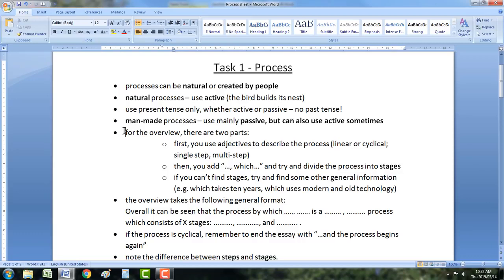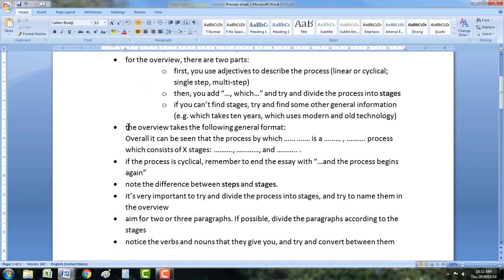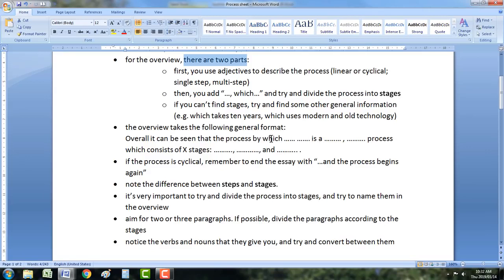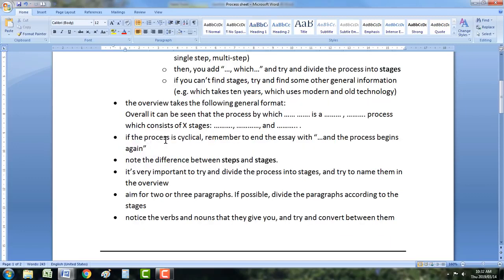Right, we're going to look at the overview. I won't cover this now. I'll explain this soon. When we do the overview, there's the basic structure of the overview. It's got like 2 parts. This is a something process. You'll use some adjectives and then you want to add a which and describe the stages. We'll get to that. If the process is cyclical, remember to end the essay with and the process begins again.